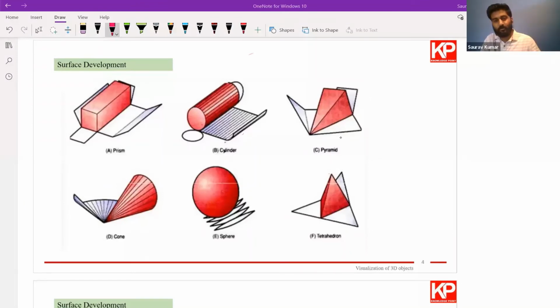Okay, so now we have understood what kind of 3D objects we can see and what a surface development is, but in the exam we'll get some more complex forms. So we need to understand how to solve those kinds of questions.